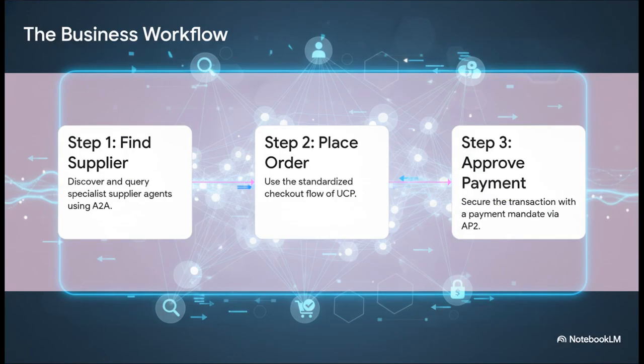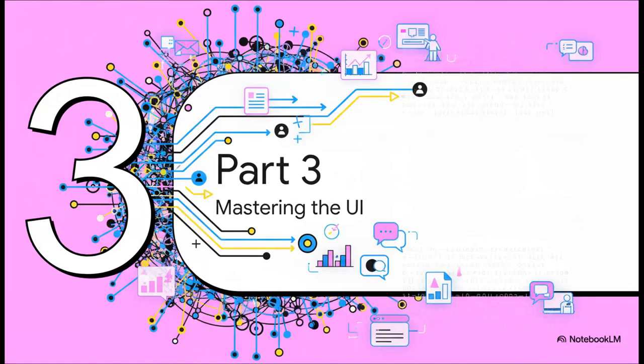The agent uses A2A to find the right supplier. Then it uses UCP to place the order in a nice, standard way. And finally, it uses AP2 to securely authorize and log the payment. See, it's a complete, seamless business workflow. At this point, our agent is a commercial powerhouse.